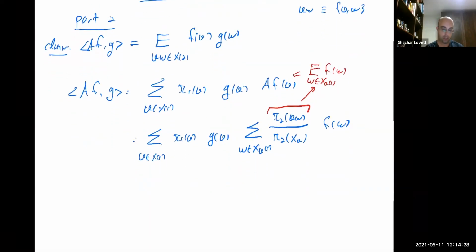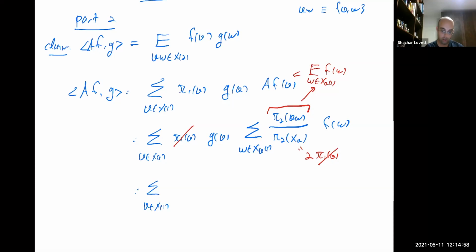And we've already seen that this pi 2 of xv exactly cancels this pi 1 of v. We've already seen that pi 2 of xv is just twice pi 1 of v, so they cancel out. So this is the same as before. So we get the sum over v in x1.